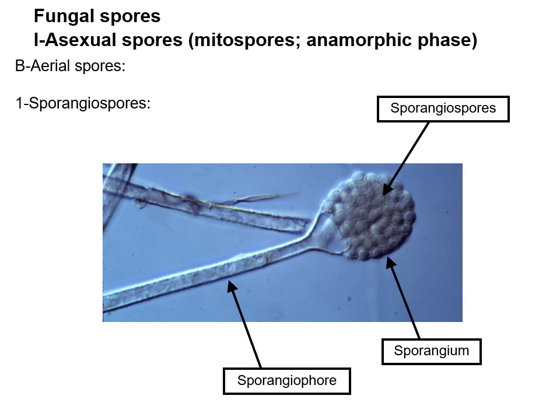The second type of asexual spores are the aerial spores, so the ones you'll find above the surface of the medium. The first one is the sporangiospores, and sporangiospores are usually found within a sac that we call a sporangium, and this sporangium is found on a specialized type of hyphal filament that we call the sporangiophore. So this is a stalk that holds the sac containing the sporangiospores.